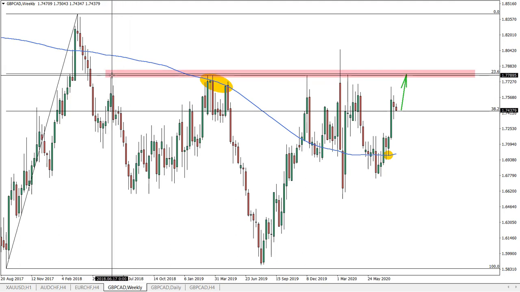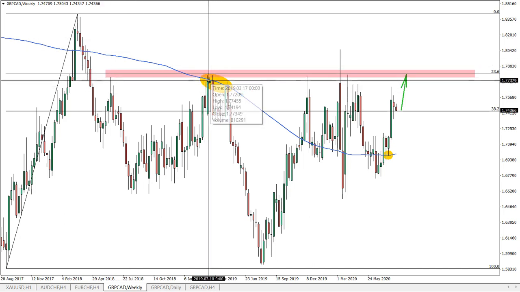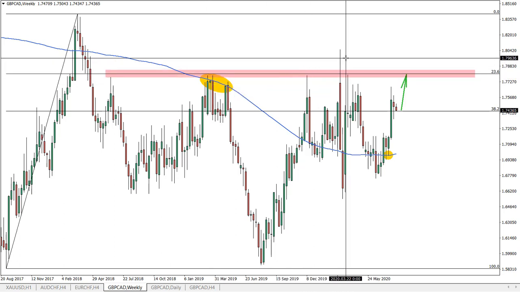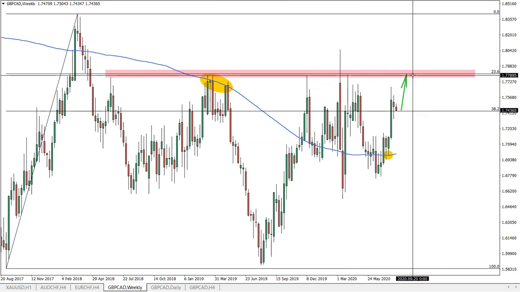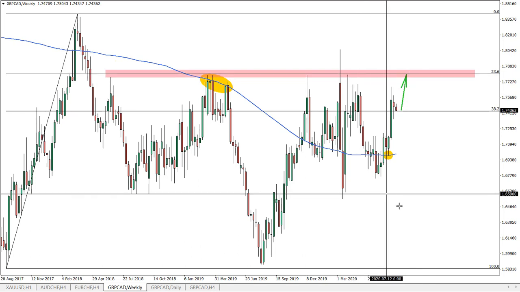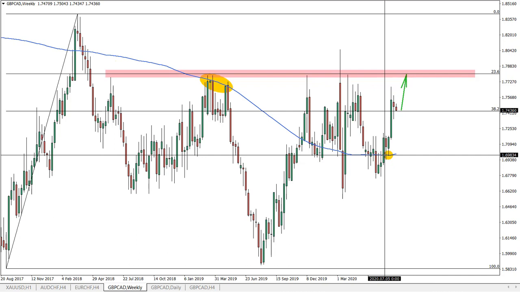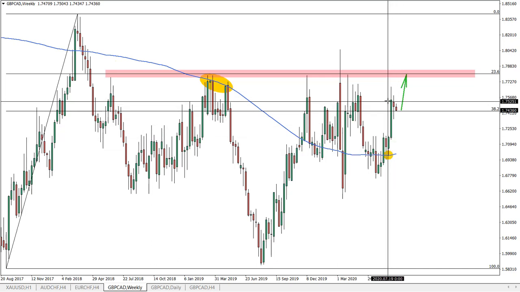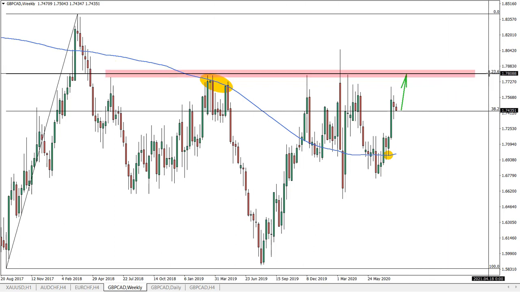We had the rejection of this area back in 2018. Then we had the rejection along with the 200 simple moving average back in 2019. Then again. So this is the area that is acting as a magnet for the pound versus Canadian dollar. Considering that there was a break above the 200 exponential moving average, then rejection of this indicator, which acted as a support, then we had a breakout, a very strong bullish candle, to the resistance level at 23.6, which is 1.7800, a psychological resistance level.